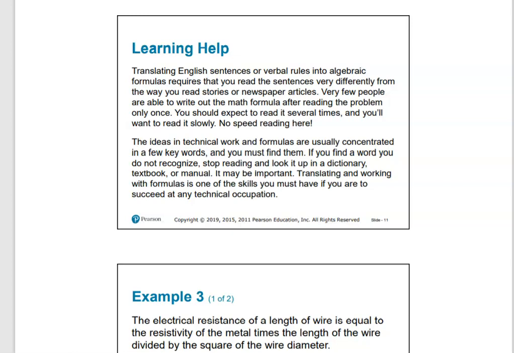If you find a word you do not recognize, stop reading and look it up in a dictionary, textbook, or a manual. It may be important. Translating and working with formulas is one of the skills you must have if you are to succeed at any technical occupation.